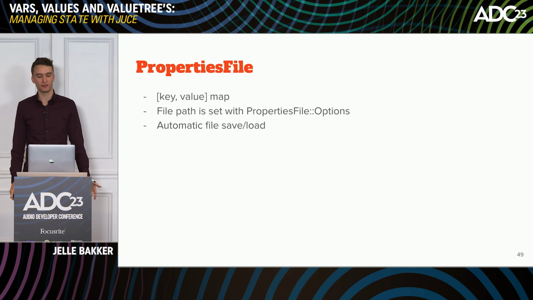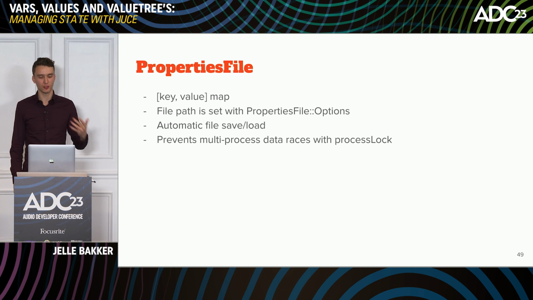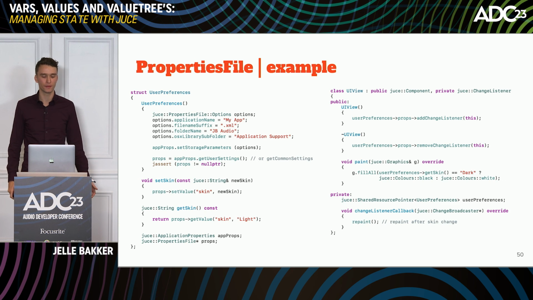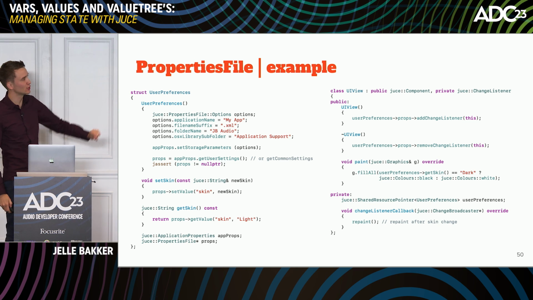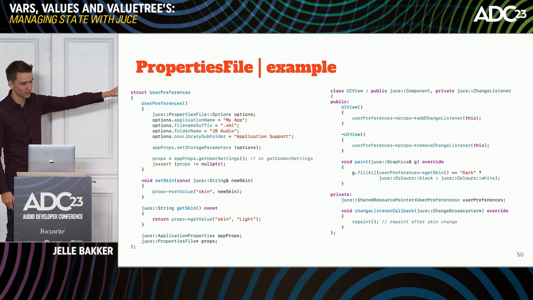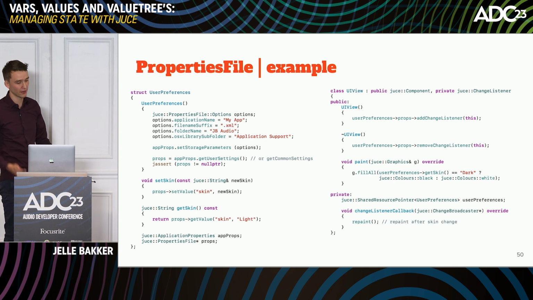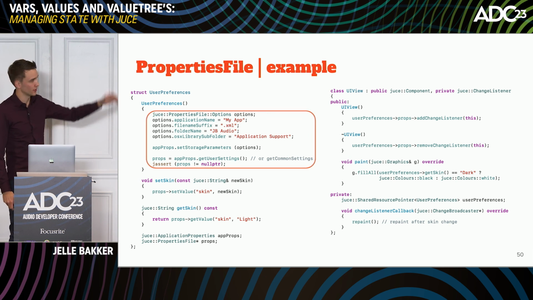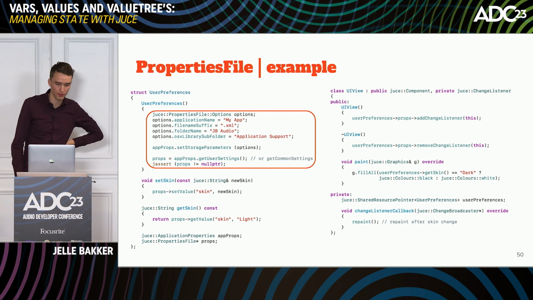It takes care of automatic file saving and loading. It will also prevent data erases from process with process lock. It's observable. And then a quick example, this is my own implementation. I have this user preference struct that has two wrapper functions, setSkin, getSkin. And I initialize it with all these variables, and it will automatically decide on the right path for the preferences. So yeah, that's where I decide on the path and I initialize it.